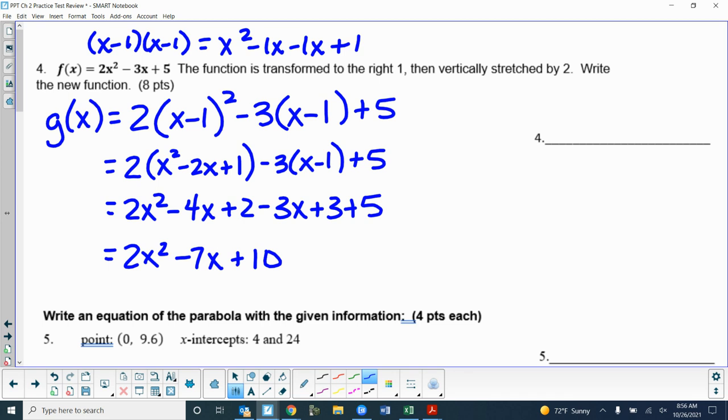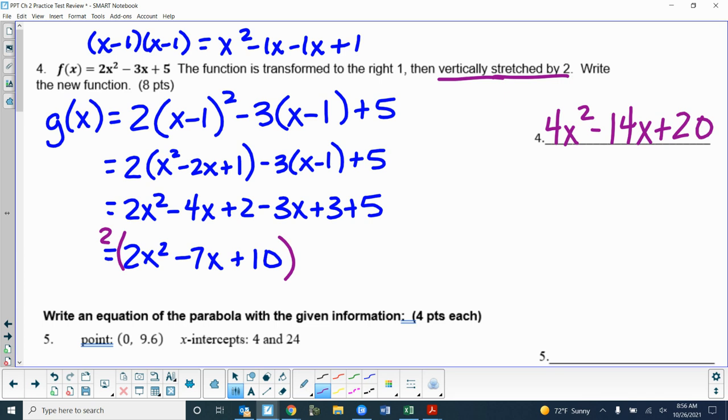So that's all I'm going to do: multiply that whole thing by 2 for this part. Just distributing a 2 through there. So 2 times 2x squared is 4x squared. 2 times -7x is -14x. And 2 times 10 is 20. So that's our new function after those 2 transformations.